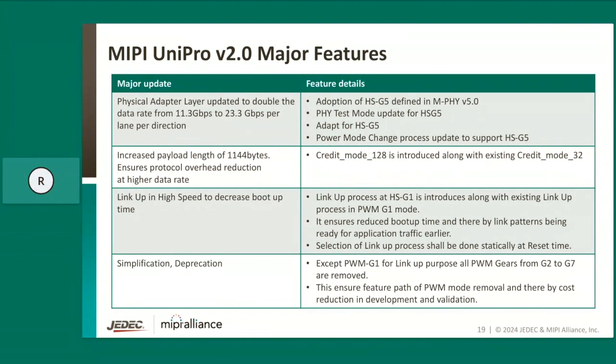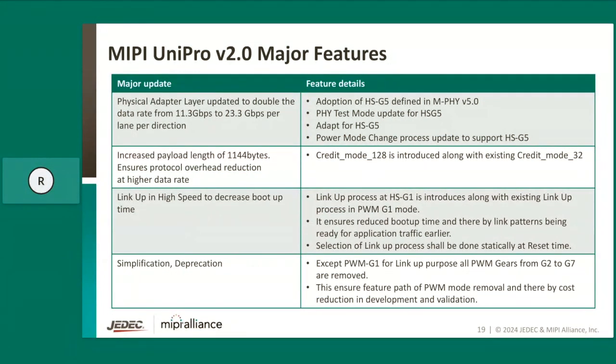So this summarizes on the left-hand side the major changes, but all these major changes also comprise various nitty-gritties beneath. The first line covers the physical layer change, adopting gear 5 PHY, which is going to be 23.3 Gbps per direction per lane. Along with that, the PHY test mode of UniPro is also updated, gear 5 PHY's adapt mechanism is also introduced, and the power mode change procedure is also updated to support gear 5 PHY. So these are the details of the UniPro physical adapter layer changes.